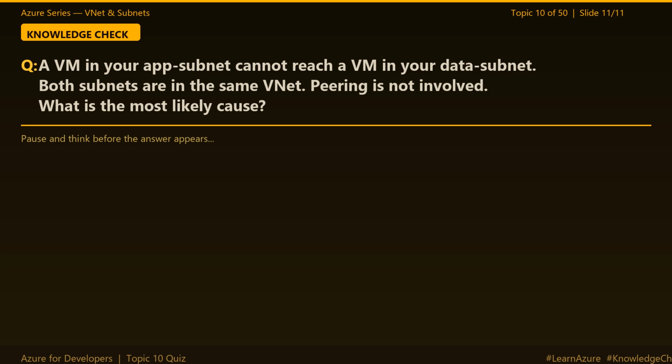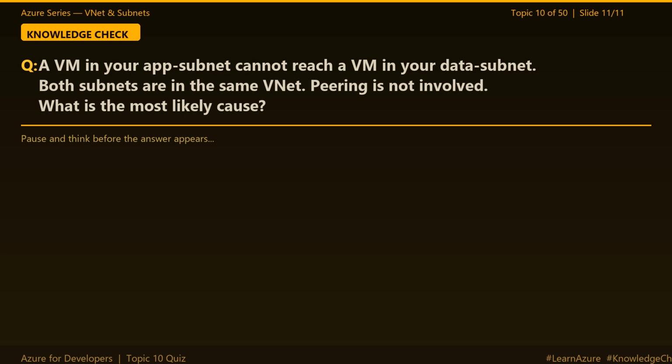Mistake 3: One flat subnet for everything. All VMs, all databases, all services in one subnet with one shared NSG. You cannot apply different security rules to different tiers. A compromised web server has direct network access to the database. This is the flat network mistake that made breaches easy in the 2010s, and it still happens in Azure deployments.